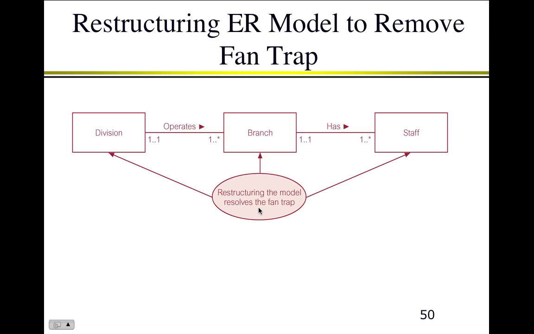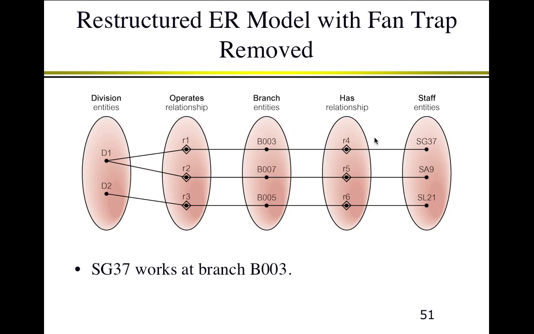So restructuring the model resolves the fan trap. Now we have branch 1-to-1 operates division. 1-to-1 operates at a branch that has staff. Do we see how that works, or was that too fast? Oh, good. We're ready to move on to the next one. So we removed it. Actually, this is just an explanation going back here. So we removed it now that we have divisions that operate at branches, and we have the staff associated with the branches instead of the divisions.